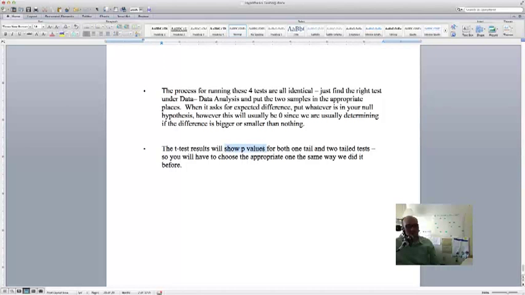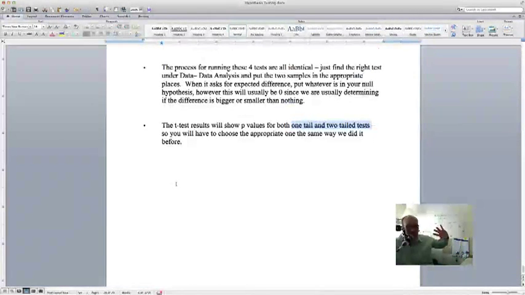The test results will show a p-value for both the one-tail and two-tail tests. So it's going to give you p-values for both of those, and you have to choose the appropriate one the same way we did before. So that's it. There's another video of me running some of these in Excel, and then we're going to do some more of these in class as well. And you've got some homework too.